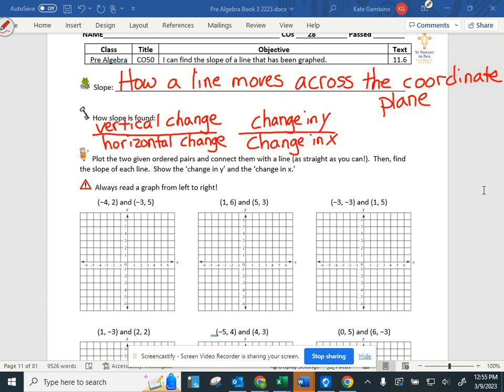Last way, and this is the way that most people will refer to slope, is the rise over the run. So think of a balloon rising up or down, and the run is going across.